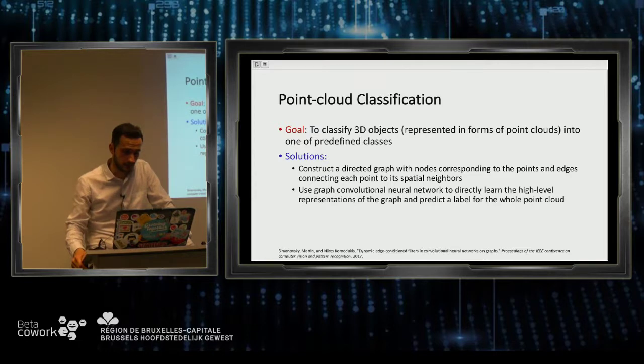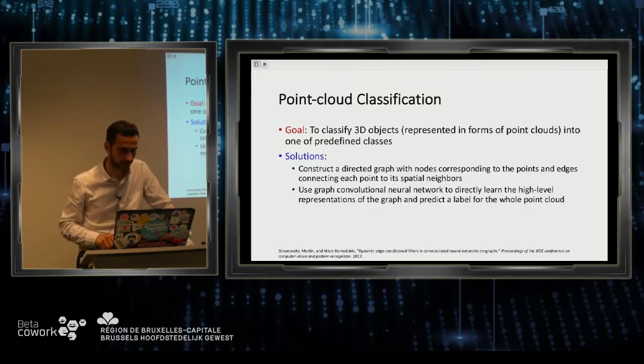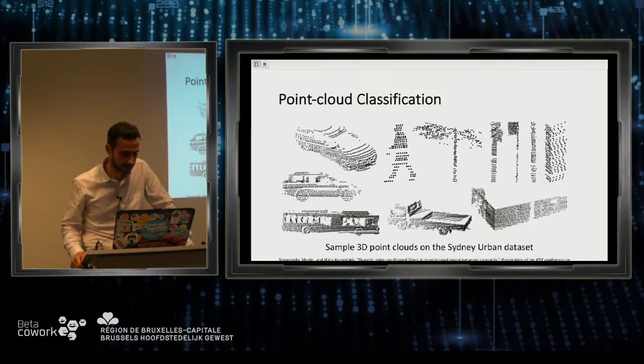etc. So what we do is construct a directed graph with nodes corresponding to the points and edges connecting each point to its spatial neighbors. Then we can use, for example, convolutional neural networks to directly learn the high-level representations of the graph and predict a label for the whole point cloud or for parts of the point cloud. These are examples of a point cloud from a dataset which is available. It's called the Sydney Urban Dataset.